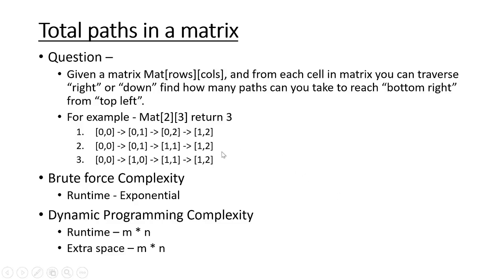If we elaborate all the paths over here, we can travel from 0 0 to 0 1, then 0 1 to 0 2, then from 0 2 to 1 2, or we can travel from 0 0 to 0 1, from 0 1 to 1 1, and then 1 1 to 1 2, or we can travel from 0 0 to 1 0, then 1 1 from 1 0, and then 1 2 from 1 1. Hence these are the three paths.